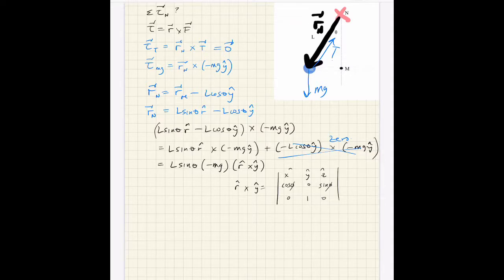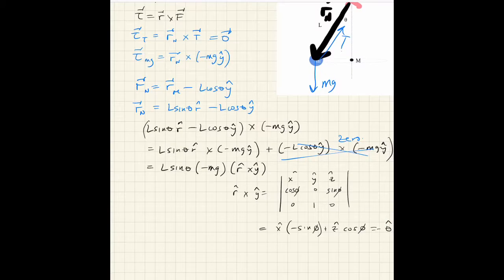But let's just take a look. Taking the cross product, the x hat will have a term, the y hat will have no terms, and the z hat will have a term. And at the end, I'll have x hat times minus sine phi plus z hat times cosine of phi. And if you look at that, that really is just equal to the minus theta hat direction.